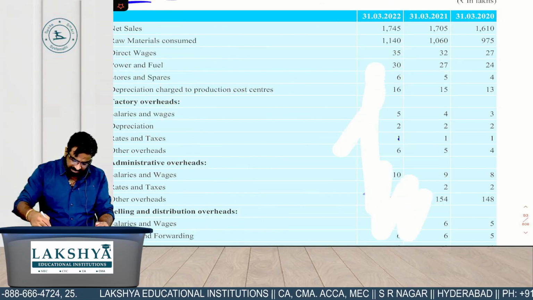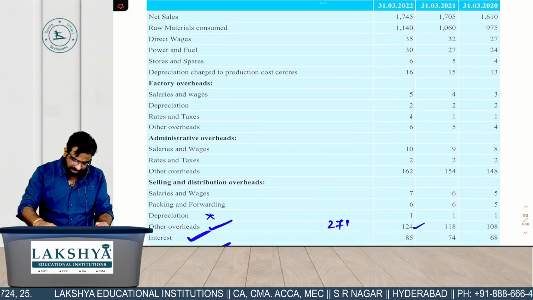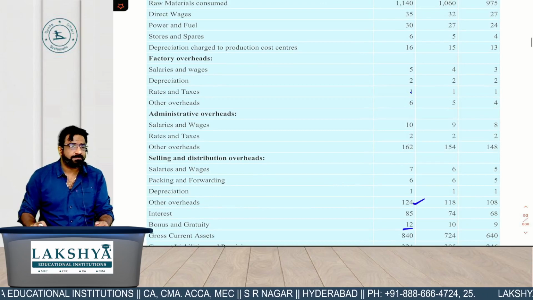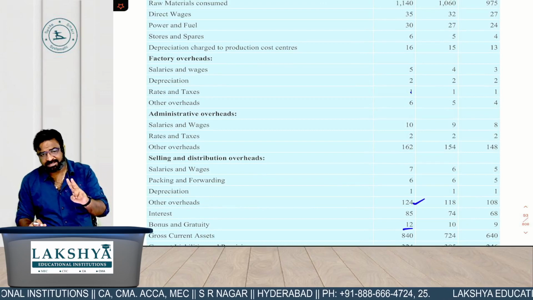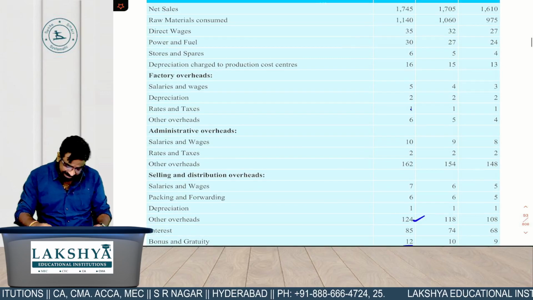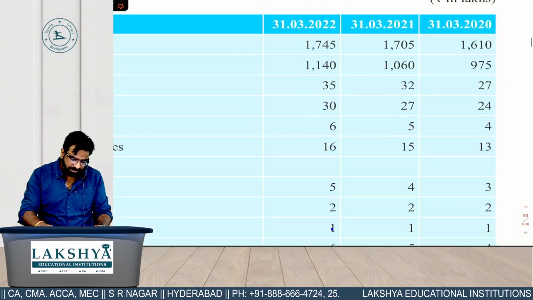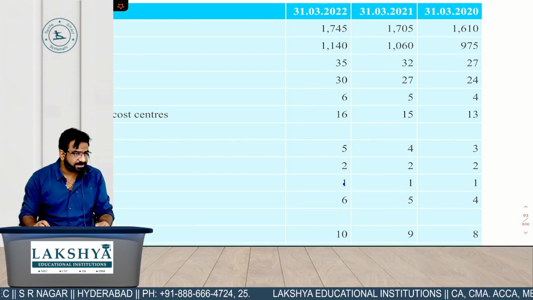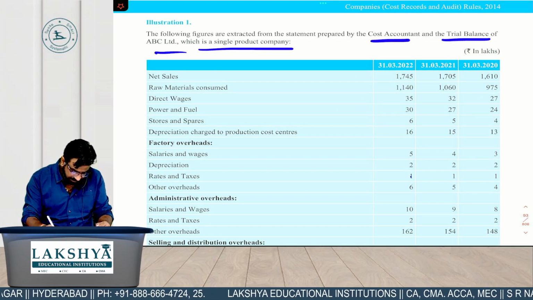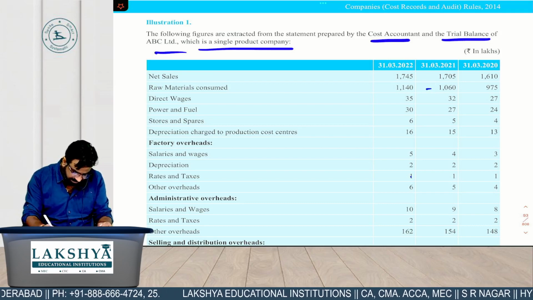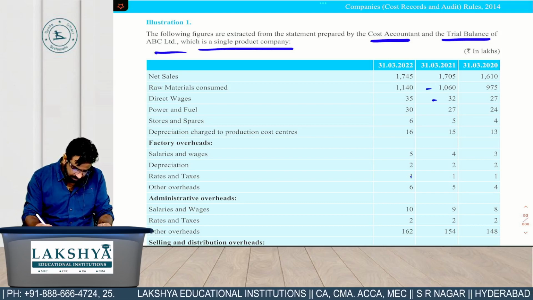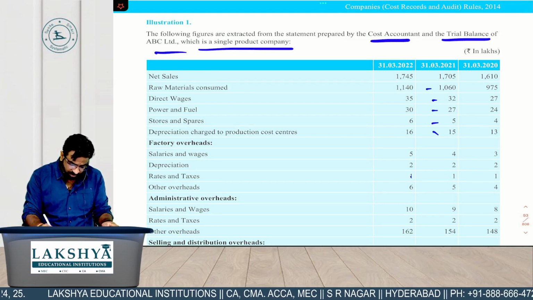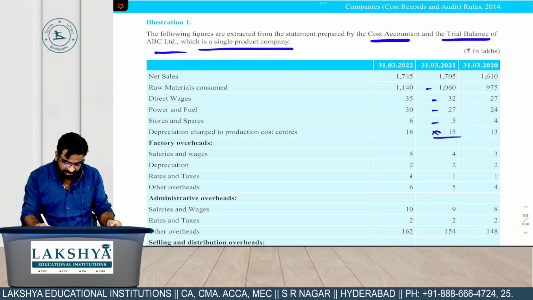Okay, this is the question in front of you. Try to calculate the operating profit. What are the three things you have to ignore in the operating profit? Interest, depreciation, taxes. Second year का calculate करो, ये वाले year का. So you have 1705 minus 60 minus 32 minus 27 minus 5. Depreciation you don't have to. Tell me what is the answer here?